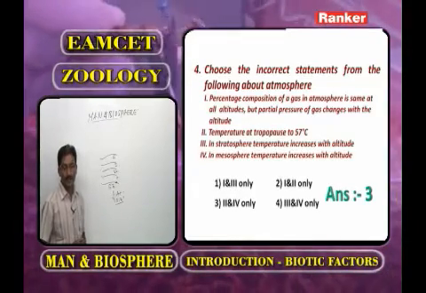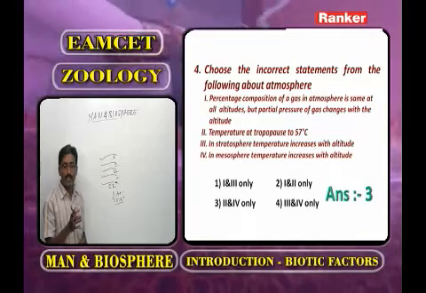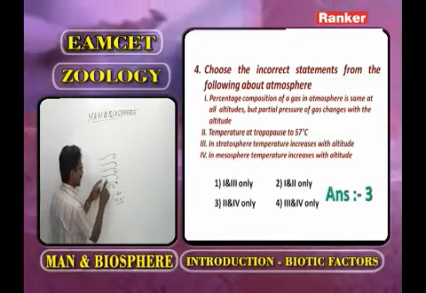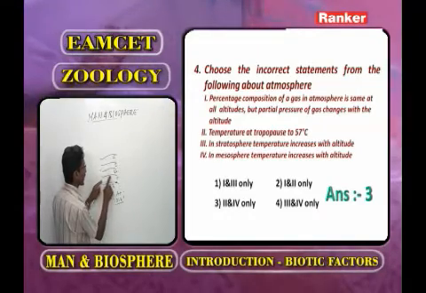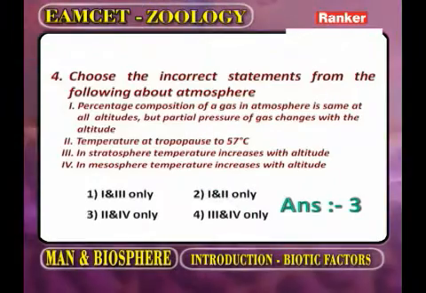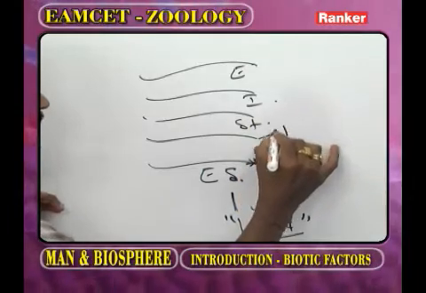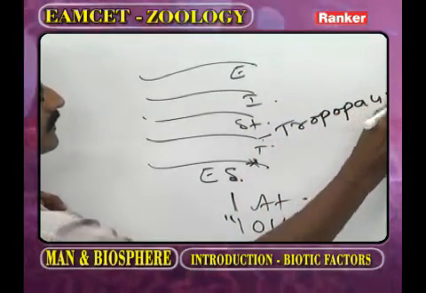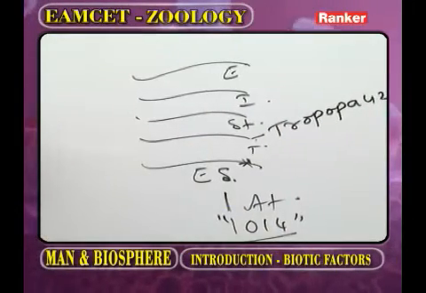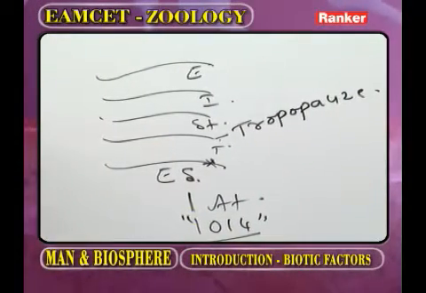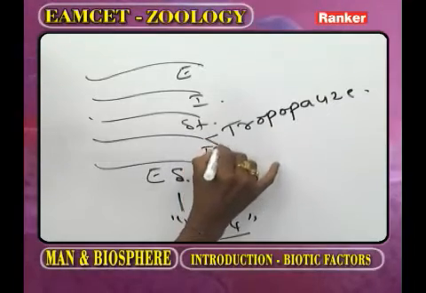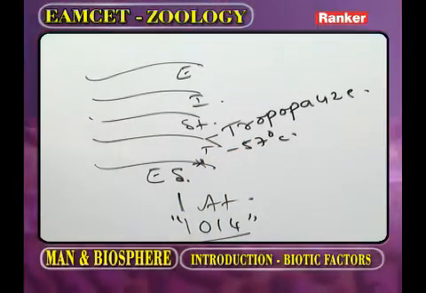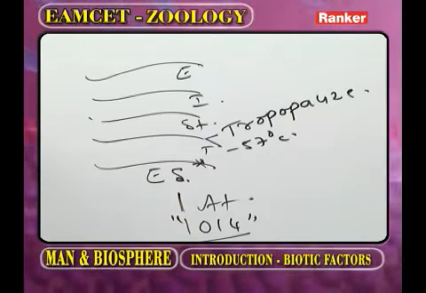What about the second one? Temperature at tropopause is 57 degrees. As we observe, this is the troposphere. Where the troposphere ends, we call it the tropopause. At the tropopause, what is the temperature? Minus 57 degrees centigrade, but not 57 degrees centigrade. So the second statement is wrong.